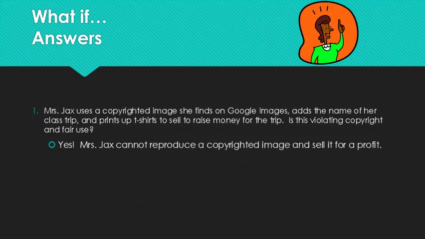Now let's look at the answer to scenario number 1. Mrs. Jacks uses a copyrighted image she finds on Google Images, adds the name of her class trip, and prints up t-shirts to sell to raise money for the trip. Is this violating copyright and fair use? Yes, Mrs. Jacks cannot reproduce a copyrighted image and sell it for a profit. She could face major legal implications from doing this.